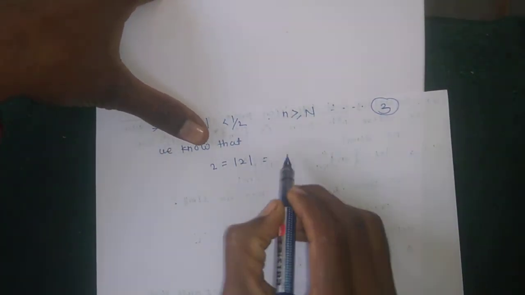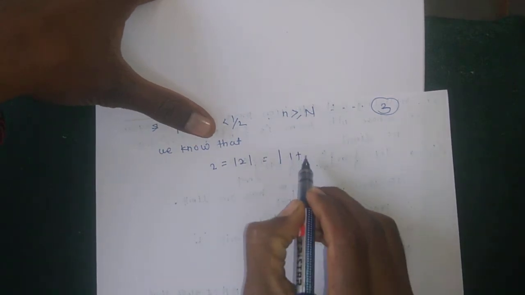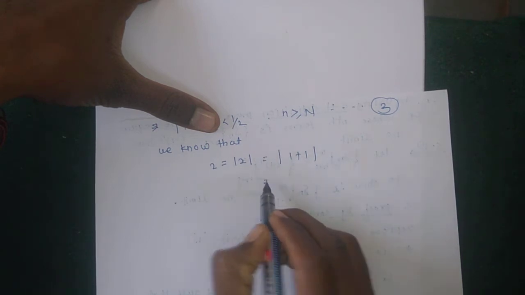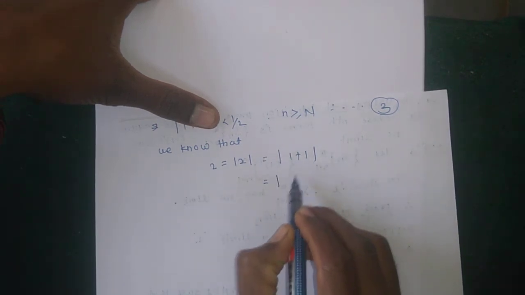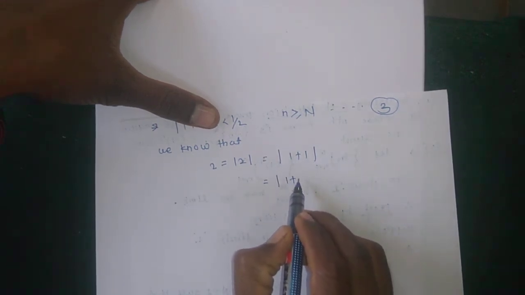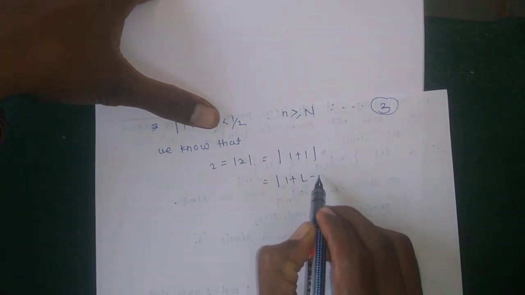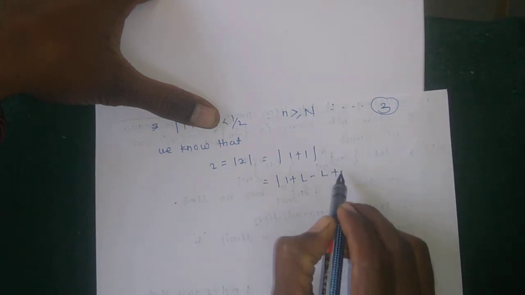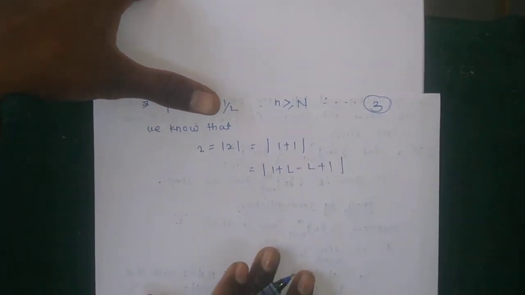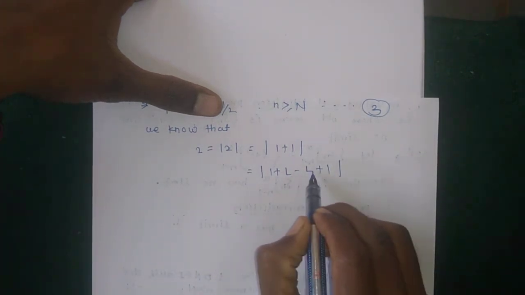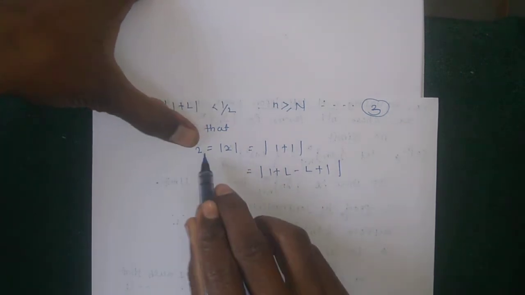Here mod 2 is expressed in the summation 1 plus 1. But here, 1 plus 1 is 1 plus L, where we are adding and subtracting L. So 1 plus L minus L plus 1 as it is. Here we are only adding and subtracting L, and we get the answer 2.